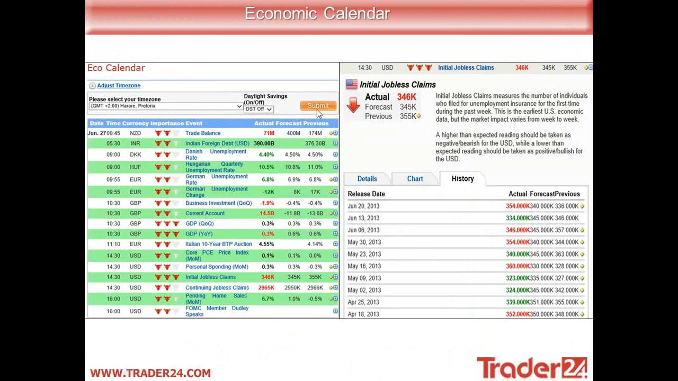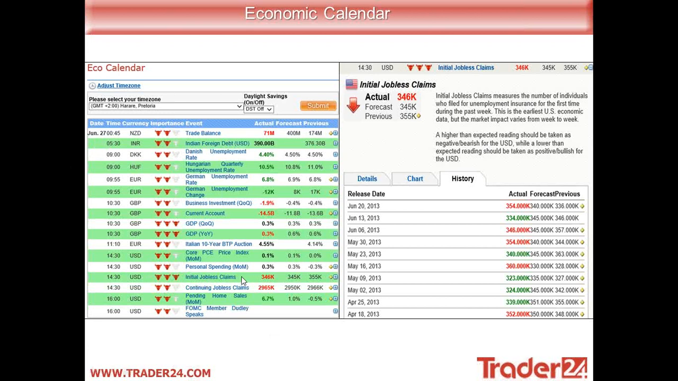We can also filter this to what is relevant and important to us. If I had to look at this, I think I took a snapshot of this last week or the week before. Oh, there we go, it was June 27th. Basically, I was looking for anything that was important. So anything with three red little balls is going to be significant for that particular currency. What we had there at 2:30 coming on for the US dollar was the initial jobless claims.